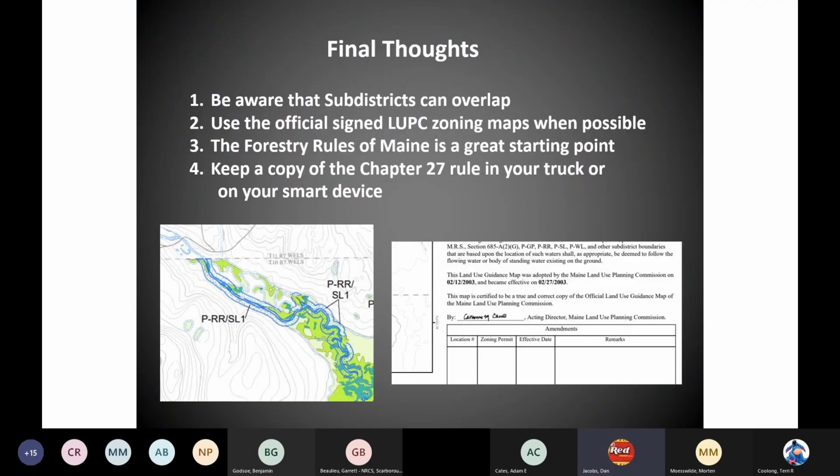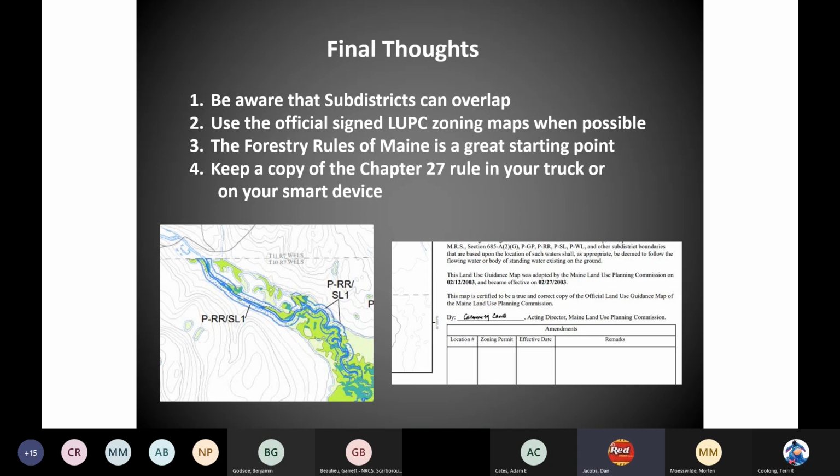Okay, so here are my final thoughts for Chapter 27, and I think I'm just about right on time with the presentation length. Chapter 27 is complex. It's especially complex because you're dealing with a couple of different moving parts. You've got the various sub-districts, and you need to determine what sub-district you're working in, especially if it's a protection sub-district or a development sub-district, because there are a lot of rules that you have to be aware of in those sub-districts for Chapter 27 and LUPC.